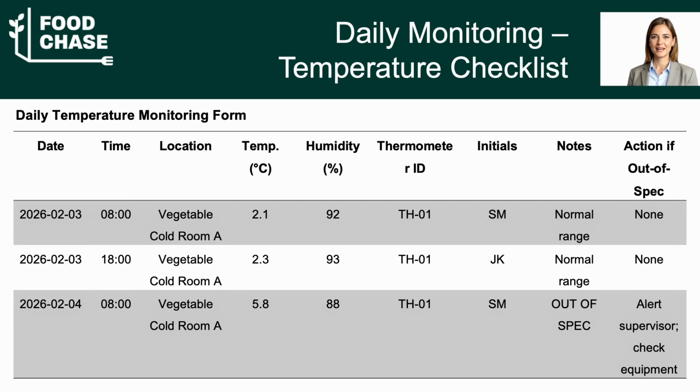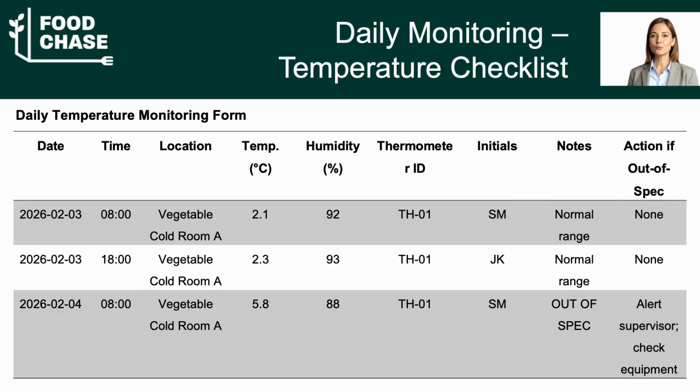If it is out of spec, say 5.8 degrees as in this example, that is an alarm. You stop using product from that room, you alert your supervisor, and you investigate. Is the compressor running? Is the door stuck open? Has something failed? You document everything.